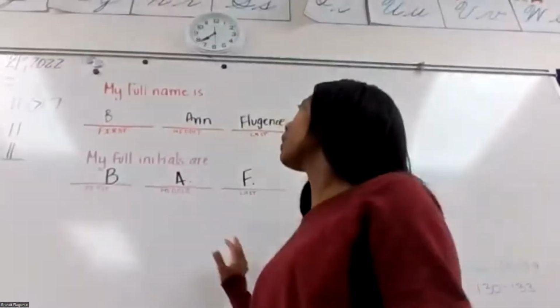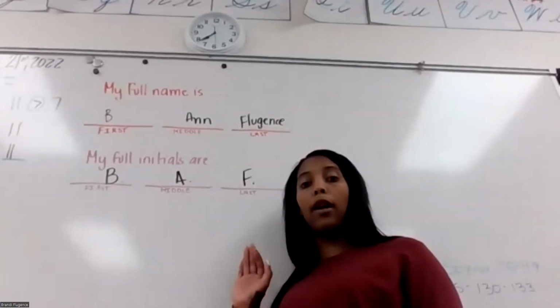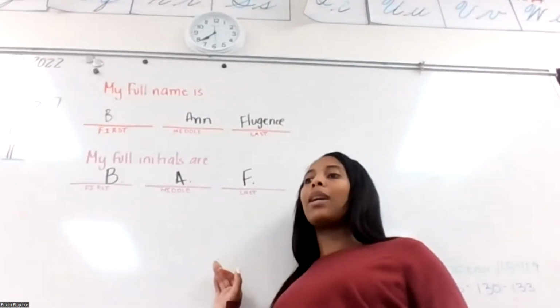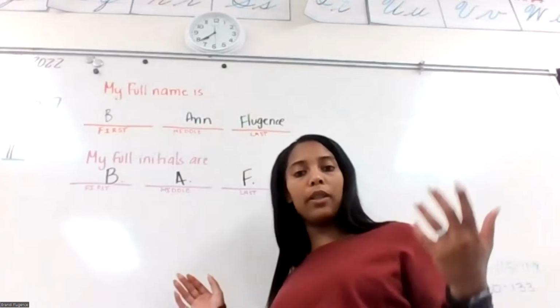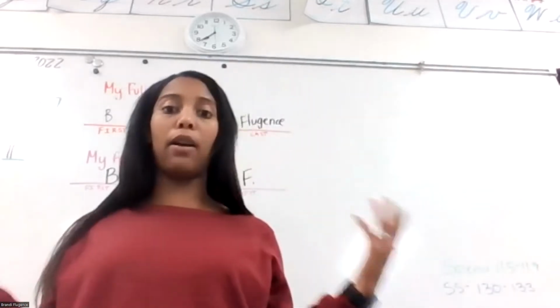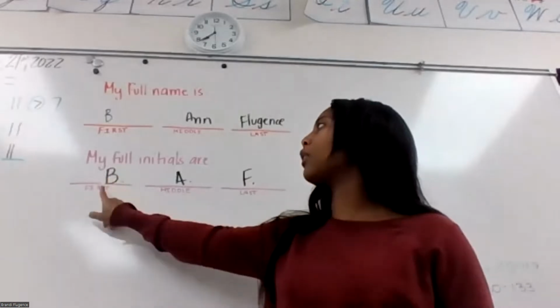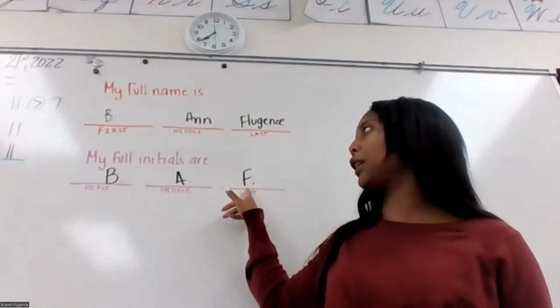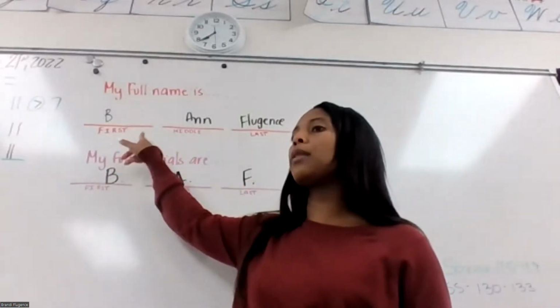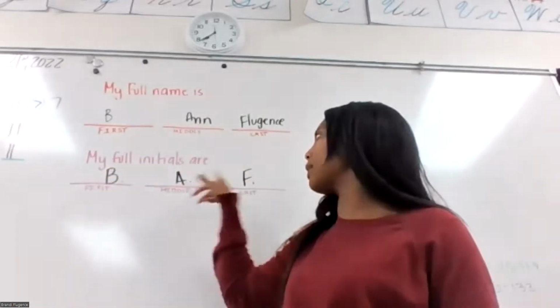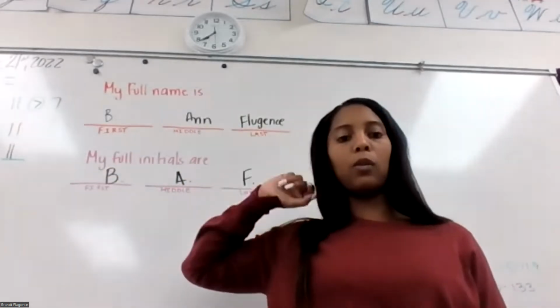So that is how we write the initials for our full name. Again, it's the same thing like last week when we did the first and last name, except now we have our middle name included in there. So remember, your initials are only the first letter of each part of your name. First letter of your first name, first letter of your middle name, first letter of your last name. You put it all together, and you have your dots in between, okay?